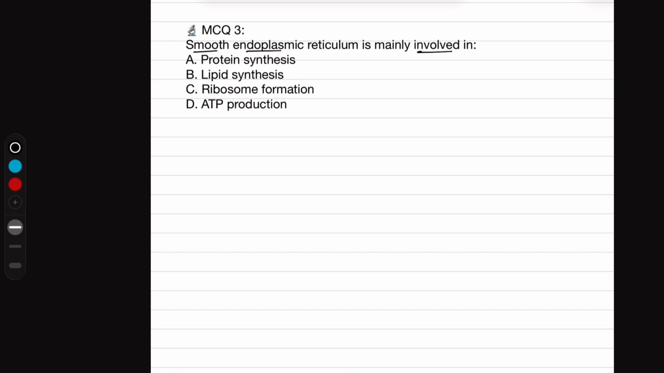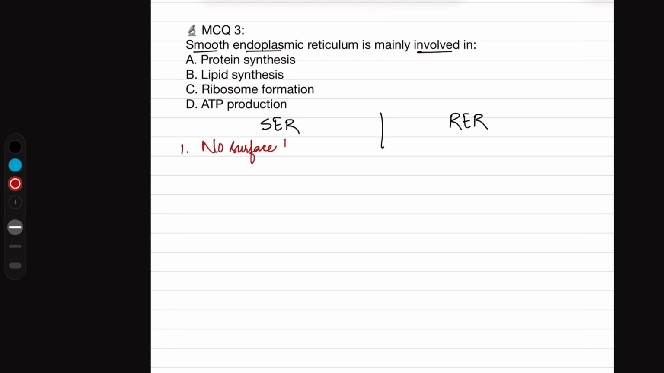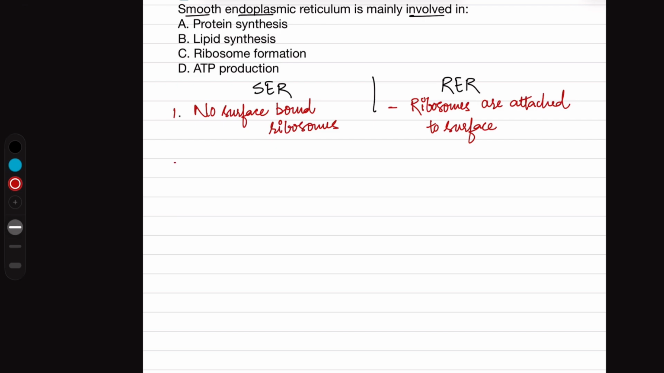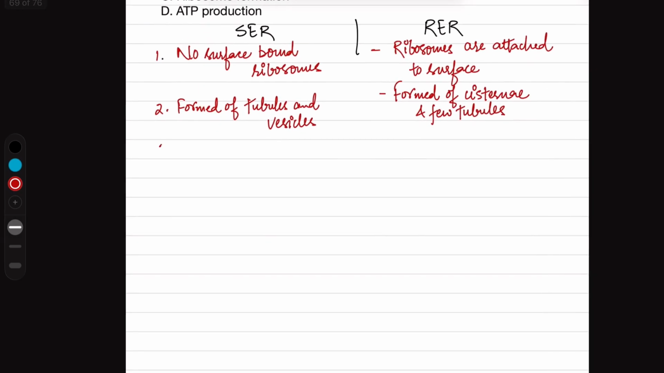Next MCQ: smooth endoplasmic reticulum is mainly involved in. So we have to see the differences between smooth and rough. Smooth has no surface bound ribosomes. On smooth endoplasmic reticulum, there are no ribosomes present. So our first option, protein synthesis, will be incorrect here. Next, RER has attachment of ribosomes. Next difference is that SER is formed of tubules and vesicles, while RER is made up of cisternae and few tubules. Next, SER is connected with plasma membrane, while RER is connected with nuclear envelope.